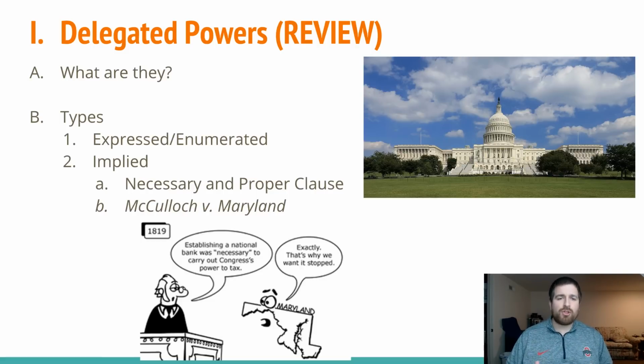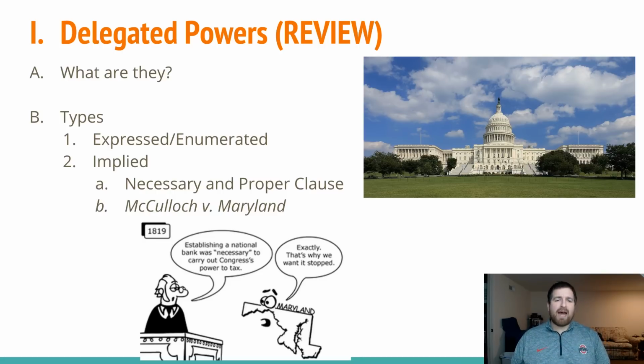If you remember, there are two types of federal powers that we talked about back during our Constitution unit. The first are expressed or enumerated powers. These are powers that are specifically mentioned in the Constitution. So if you were to go into the Constitution, go to Article 1 where the legislative branch is talked about, you would find these powers written out in the Constitution itself. These are powers expressly written into the document.